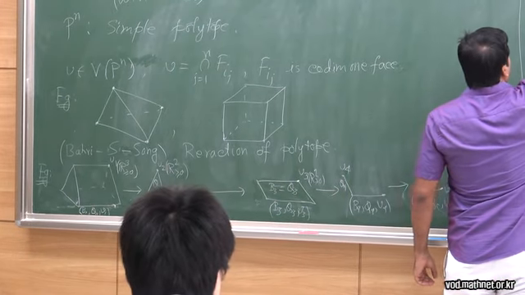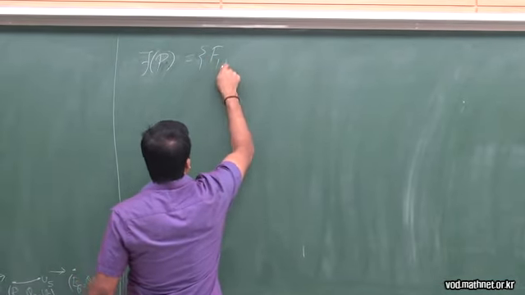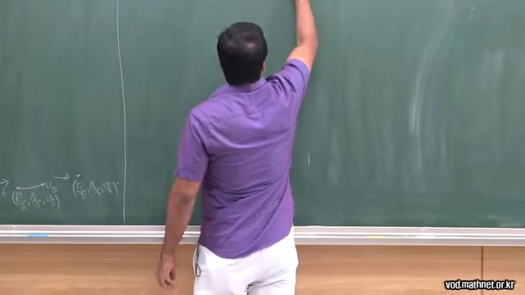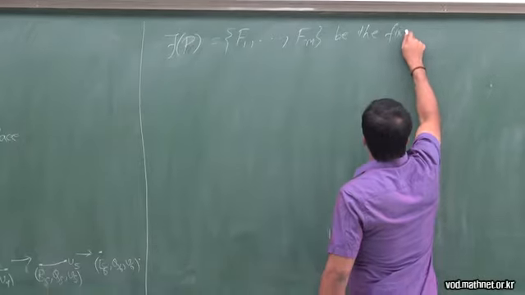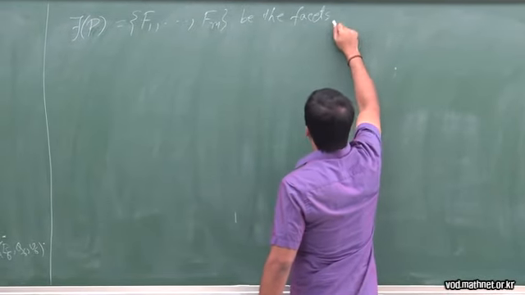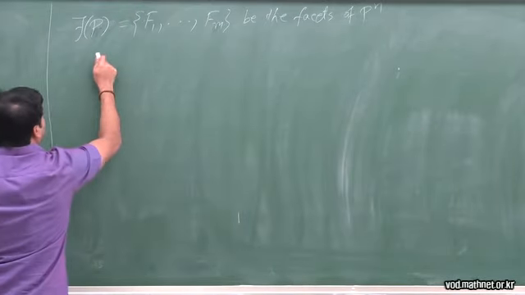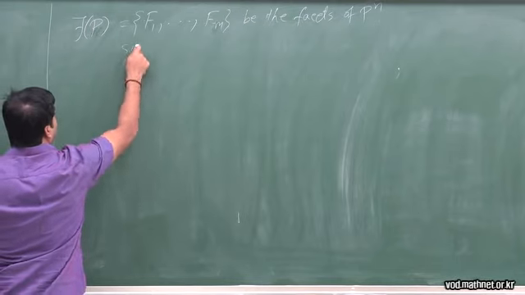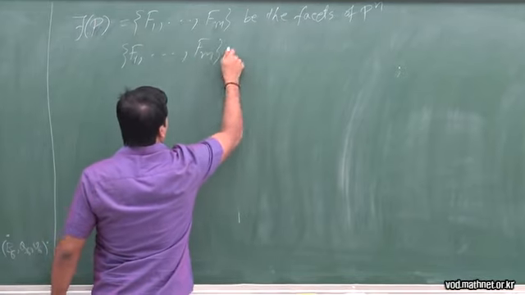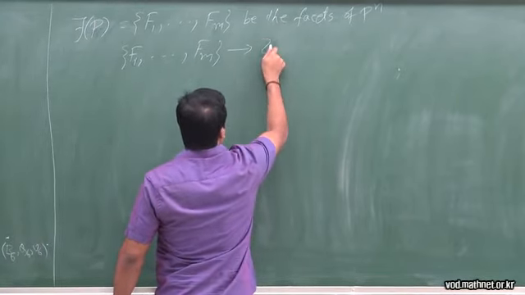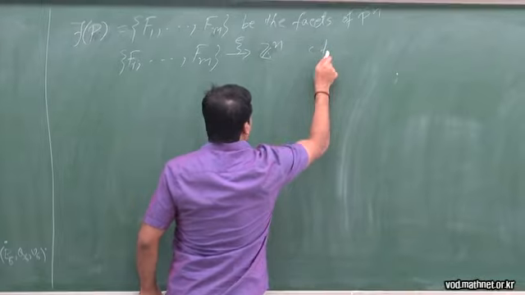So let F, I said P_n, equal to the facets of P_n. Facets means codimension one faces of P_n. So now the question is whether we can define this function F1 such that it should satisfy something.